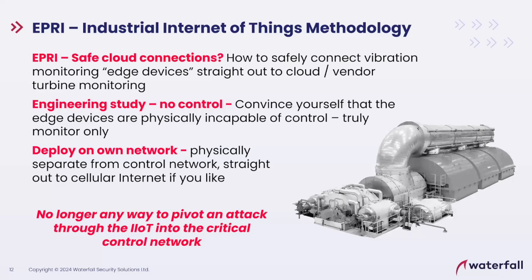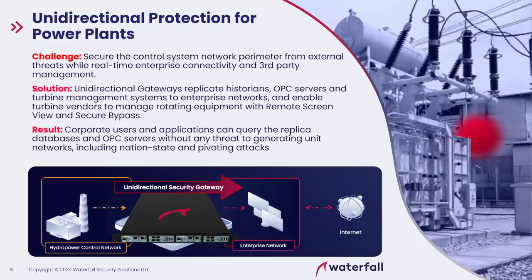This is one example of network engineering. It's not the most common example. The most common example is the Unidirectional Gateway. Full disclosure, this is what Waterfall sells. We do unidirectional gateways. It's a combination of hardware and software. The hardware is physically able to send information in only one direction. It sends it from the power plant control network out to the enterprise network and out to the internet sometimes. The hardware cannot send anything back in the other direction.